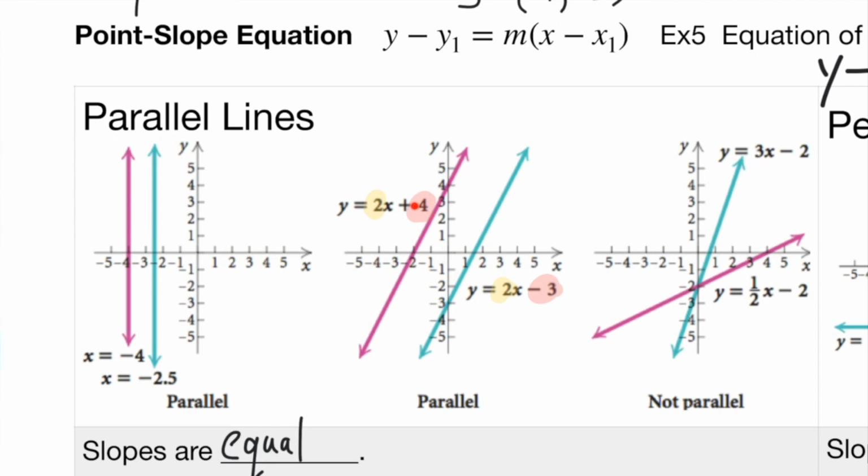And you see they have different y-intercepts. These 4 and this negative 3 have nothing to do with each other except the fact that they're not the same number. So you can say that the slopes are equal here. Therefore, you know that it's parallel.